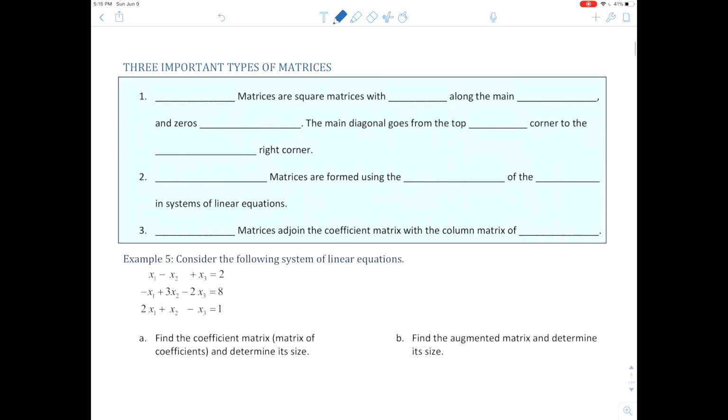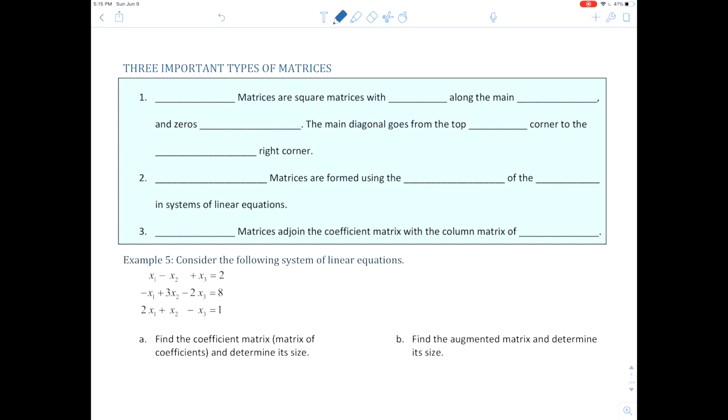Okay, 3 important types of matrices. We have diagonal matrices. Diagonal matrices are square matrices with ones along the main diagonal and zeros elsewhere. Makes them very easy to compute with. The main diagonal goes from the top left corner to the bottom right corner.